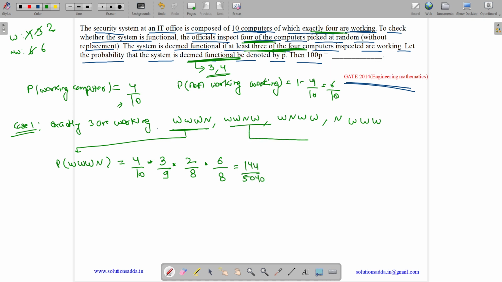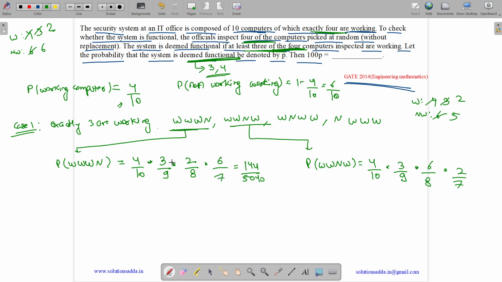Now let us calculate for this one. See, we have working 4, non-working 6. If we pick out a working, then the probability of picking out a working in WWNW is 4 by 10. Now we are left with 3. Picking a working is 3 by 9. Now we are left with 2. Picking a non-working is 6 by 8. We are left with 5. Picking a working is 2 by 7. Here it was 6 by 7.